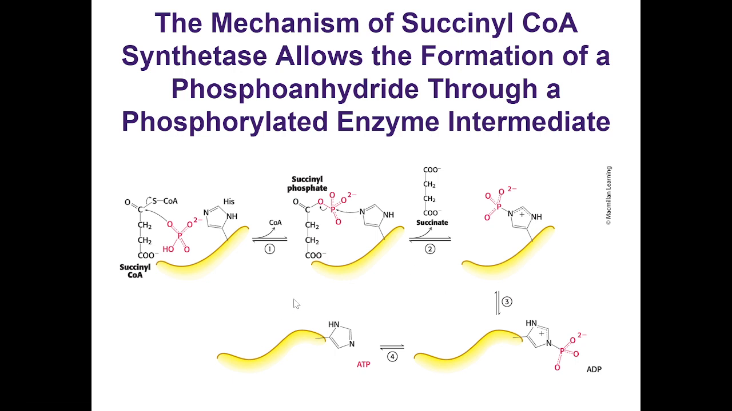This right here is going to be your mechanism for your succinyl-CoA synthetase. It's going to allow the formation of your phosphoanhydride, through the phosphorylated enzyme intermediate here. So here's our succinyl-CoA. Again, that's that phosphate group right here. And this is the histidine right there. So what's going to happen first is we're going to get an attack on that carbonyl with the thioester bond. This is going to be with an orthophosphate, which is that free phosphate right there. That was that Pi. This is going to allow the release of the CoA.